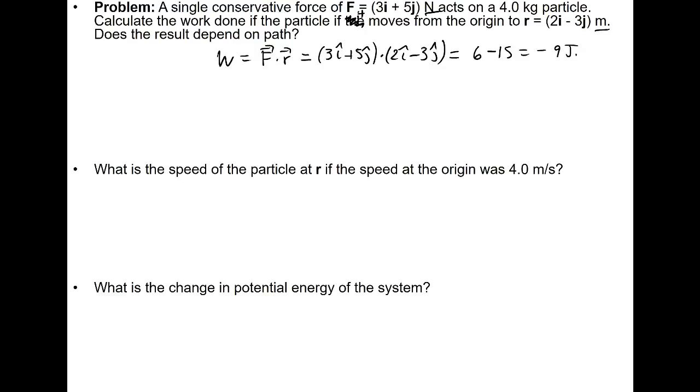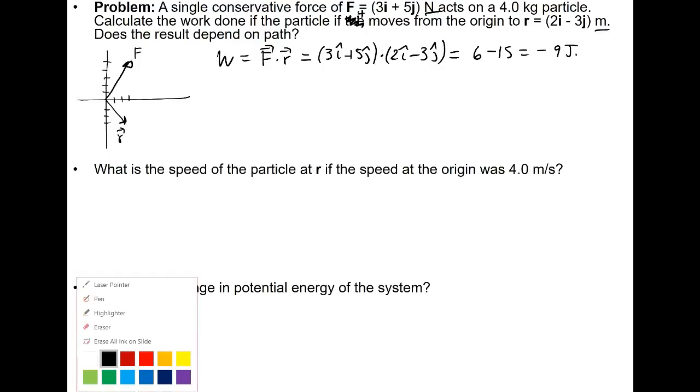And so that's our work. And the question is, does this result depend on the path? Well, let's draw a picture here and break things up. The force is 3, 5, so it's a constant force this way, and we're ending up at the point 2, negative 3. So that's r. Now, it turns out that there's another way to get to that point.